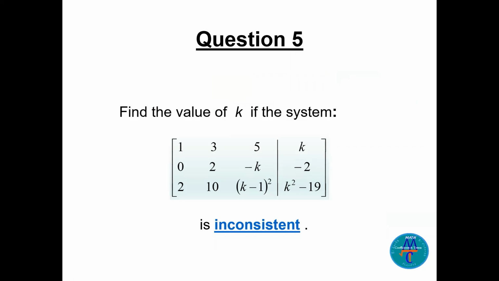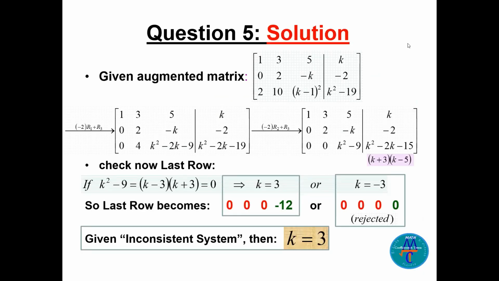Question number 5. Find the value of k if this system is inconsistent. Inconsistent, remember, you have to use any row like 0, 0, 0, and then here is a number. But if you have 0, 0, 0, and 0, then the system has infinitely many solutions. The question number 5, solution.